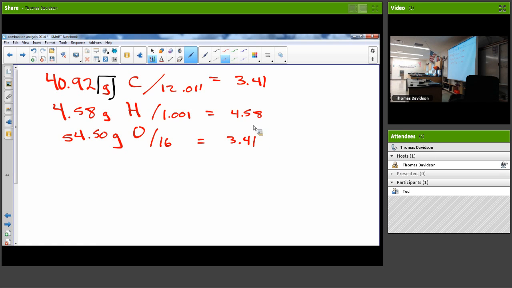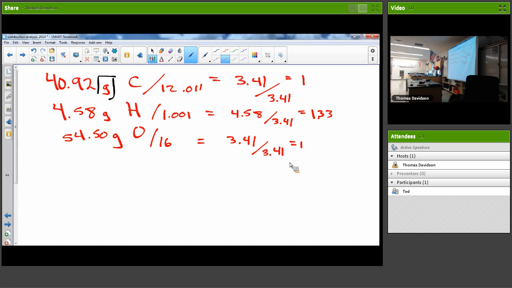Okay, so we go grams, then we divide by their masses off the periodic table. Those are called the molar masses. Then we get these answers. The next step is to take all the answers and divide by the lowest answer of them all. And this is 1. This is 1. And this is pretty much 1.33 or 34 something. Right?